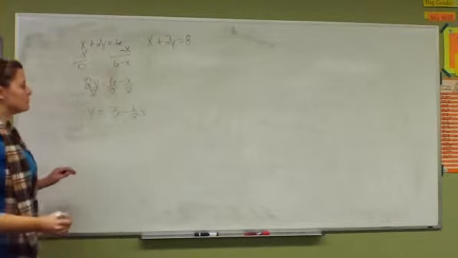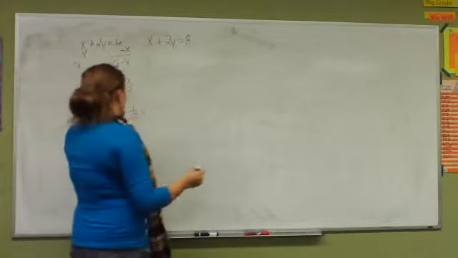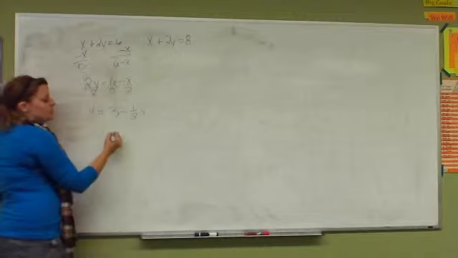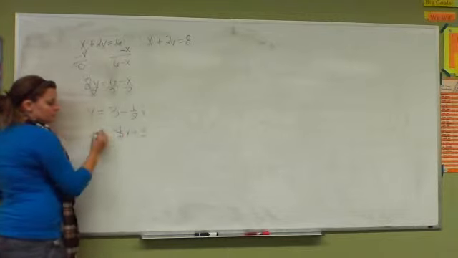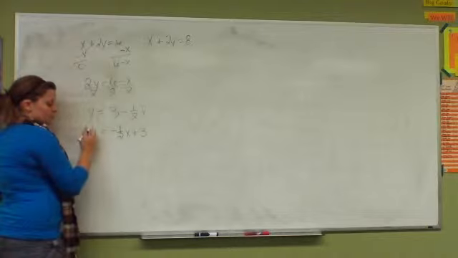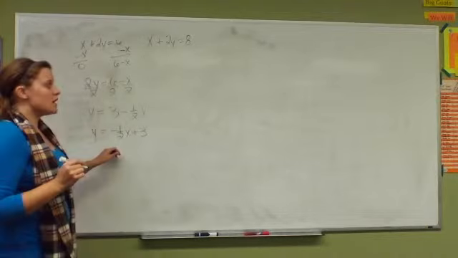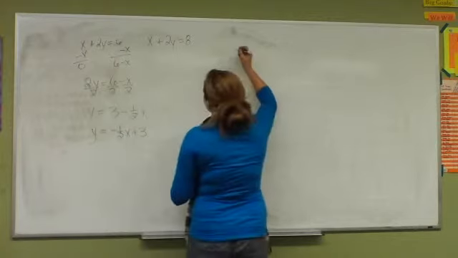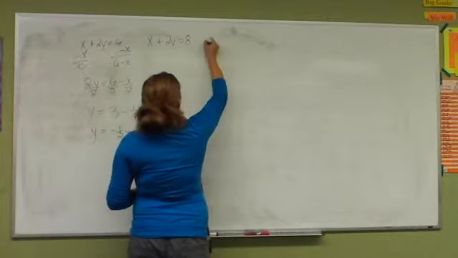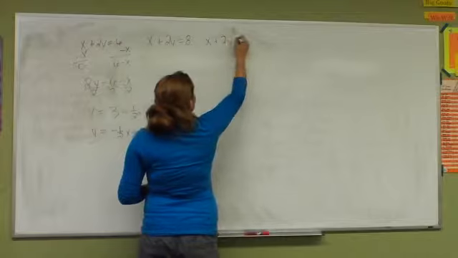So it'll be 1/2 x minus 3. Negative 1/2 x plus 3. All I'm doing is graphing two lines and finding out where they cross. I'm going to write this one over here just so I can have more room.